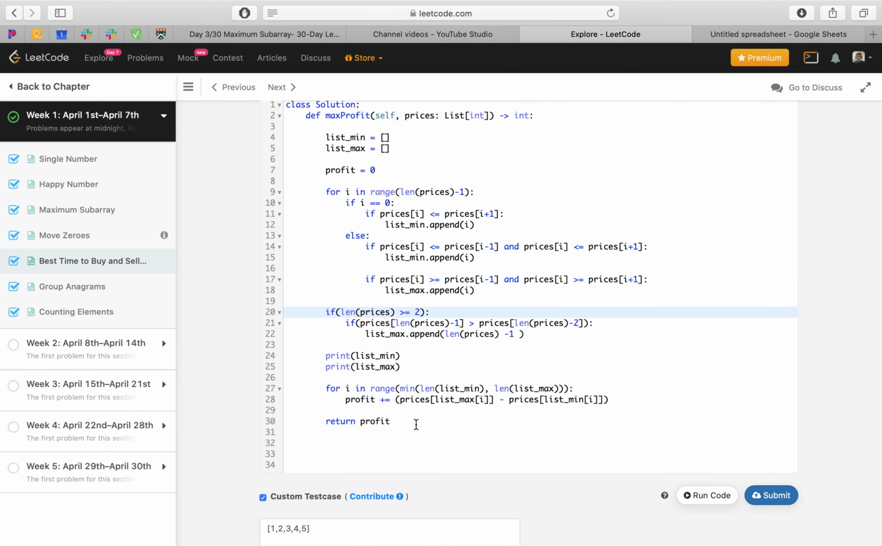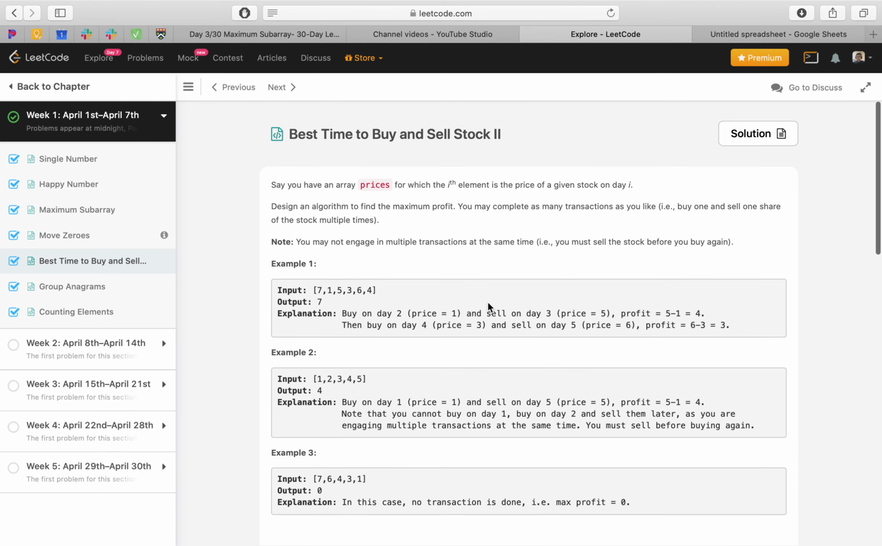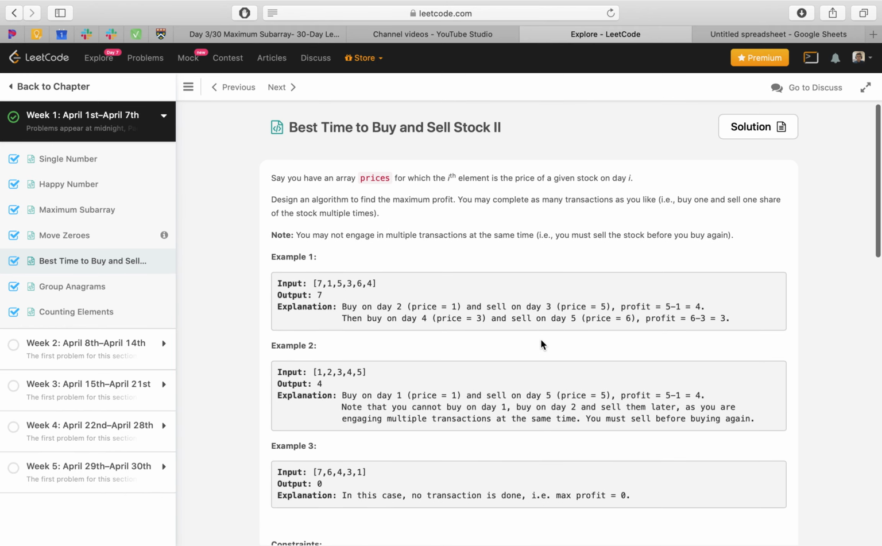Everyone, so this is day 5 of the 30-day LeetCoding challenge. And for day 5, the question is Best Time to Buy and Sell Stock II. So let's go ahead and read the question together, or you can pause it and read it quietly on your own, feel free.